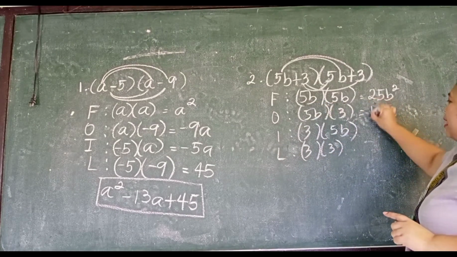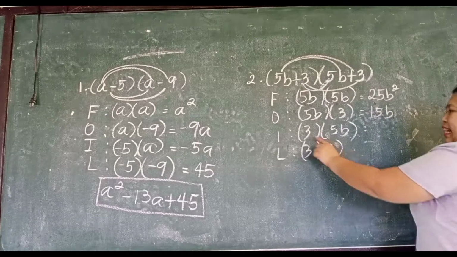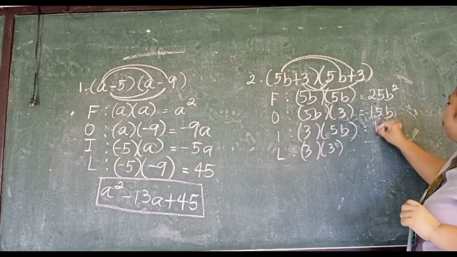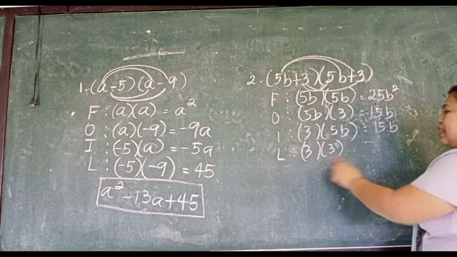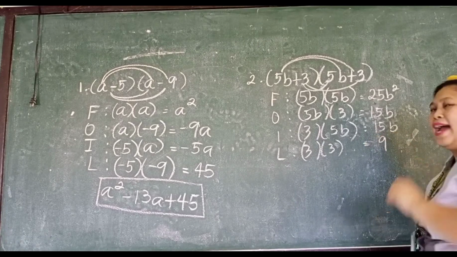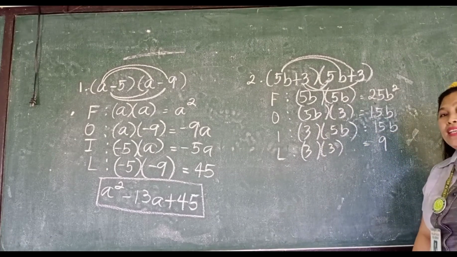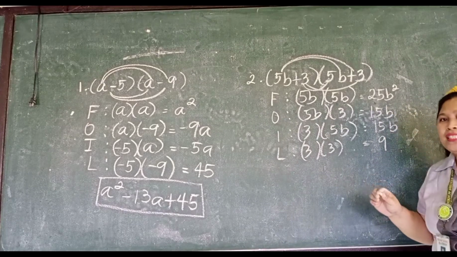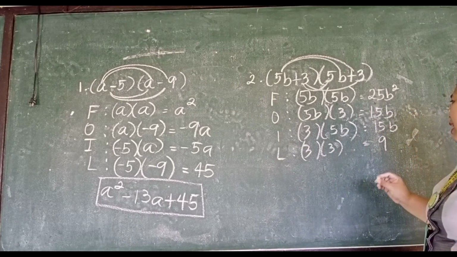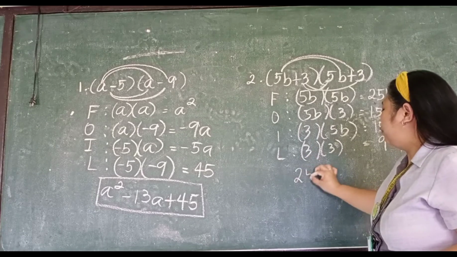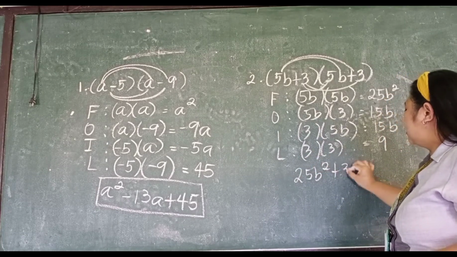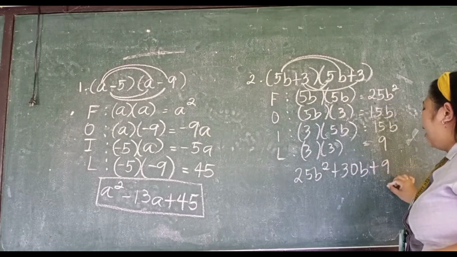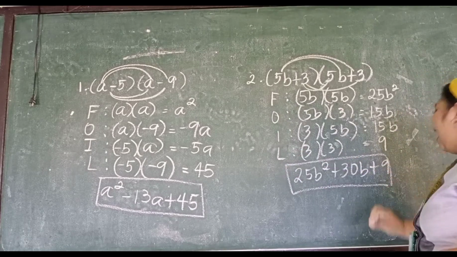5b times 3 is 15b. 3 times 5b is equivalent to 15b also. And 3 times 3 is equal to 9. Then, combine similar terms. Since 15b and 15b are both positive, just add. So we have 30b. Therefore, we have 25b squared plus 30b plus 9. So this will be our final answer.